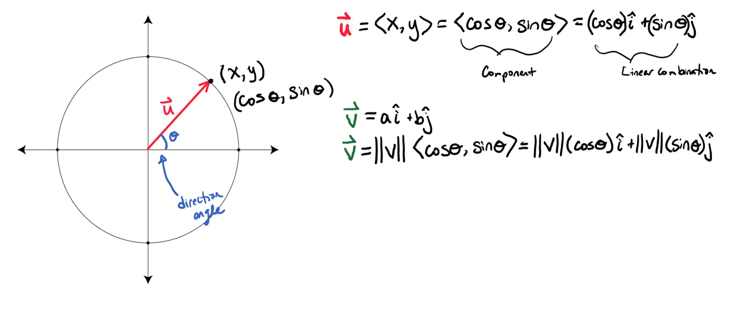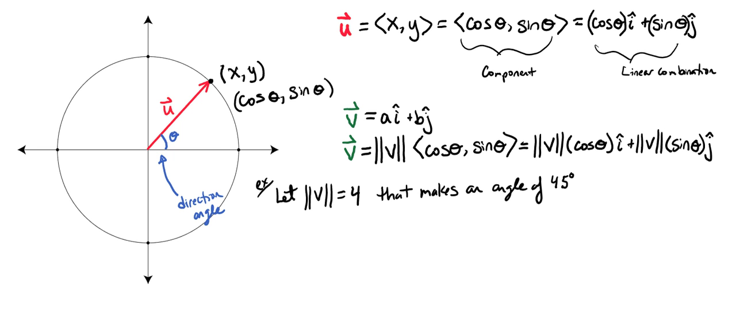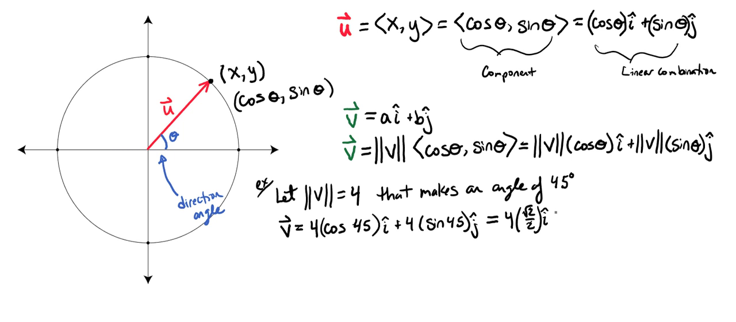So for example, we can see how this works. If our vector v had a magnitude of 4 and it made an angle of 45 degrees with the positive x-axis, we'd be able to write it like this: 4 times the cosine of 45 times i plus 4 times the sine of 45 times j, which would then give us 4 times the square root of 2 over 2 times i plus 4 times radical 2 over 2 times j, which is going to reduce to 2 radical 2 i plus 2 radical 2 j.